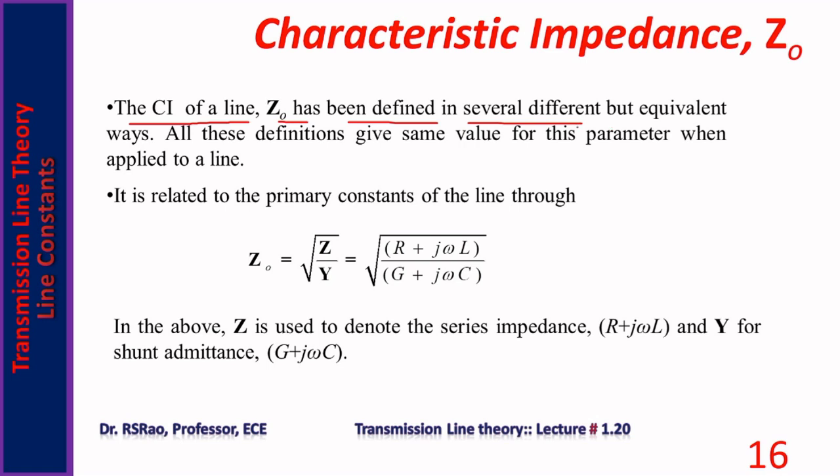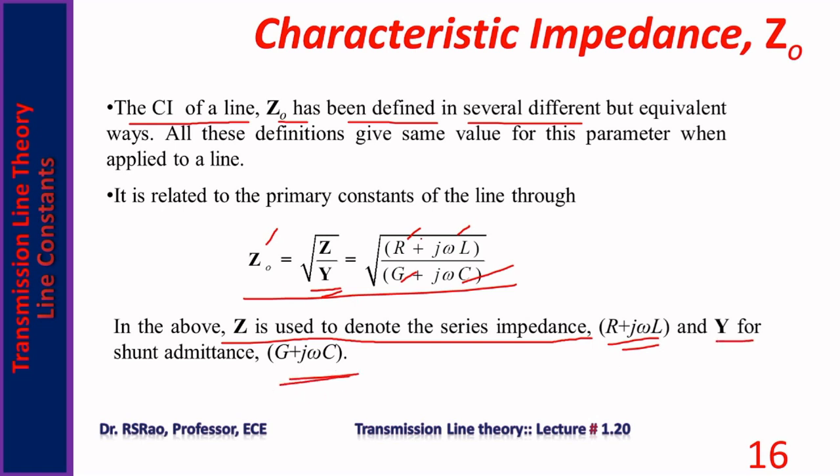It is related to the primary constants of the line through this relation. Z0 is the square root of (R plus j omega L) by (G plus j omega C). It is sometimes expressed as the square root of Z by Y. In the above, Z is used to denote the series impedance R plus j omega L. Y is used to denote the shunt admittance. It is convenient to write Z because it is impedance and complex, that's why boldface. Instead of G plus j omega C, it is convenient to write Y because it is admittance. So what is Z? Z is R plus j omega L. What is Y? It is G plus j omega C.